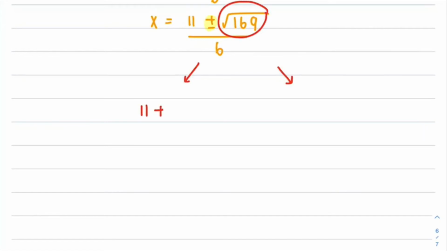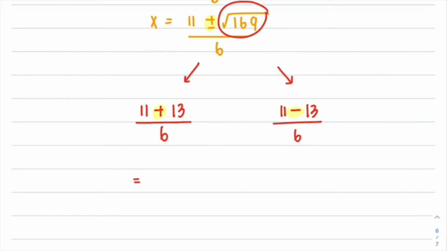So this is going to be 11 plus the square root of 169, which is 13, and then over 6. And on this side, it's going to be 11 minus the square root of 169, which is 13, and then again over 6. And so again, that plus minus, so plus meaning that on one side of the problem, we're going to do the adding. And then for our second answer, we're going to do the subtracting. So that's why you have those two answers like I was telling you.